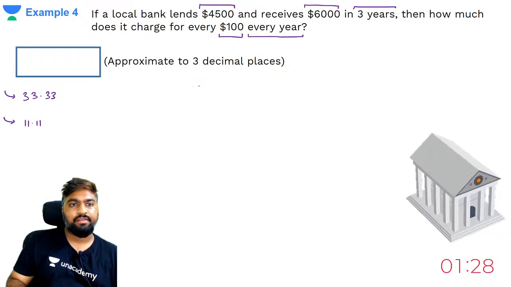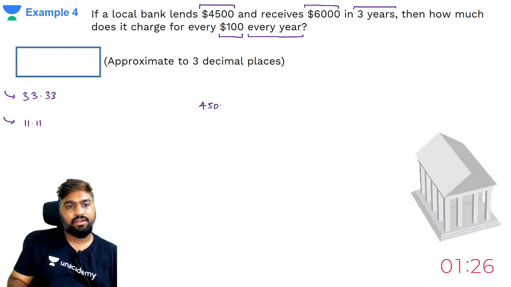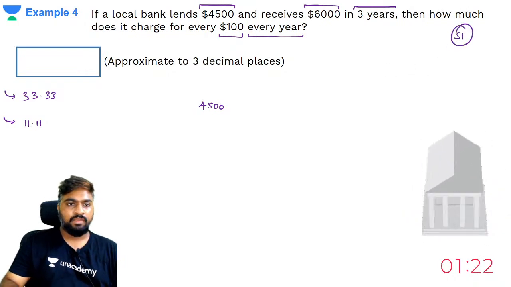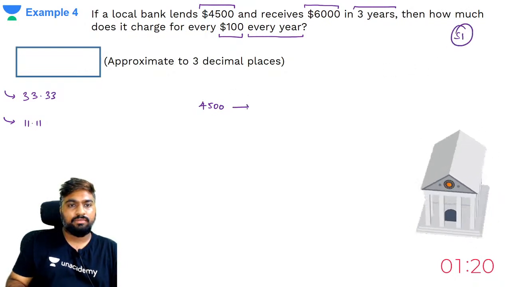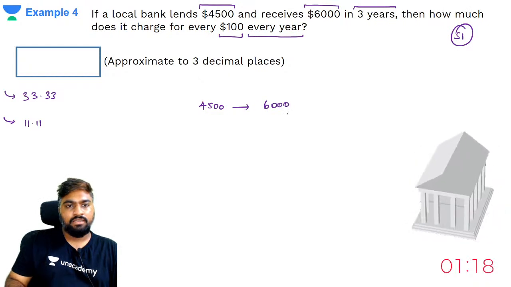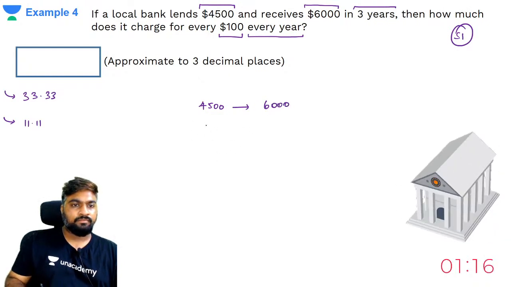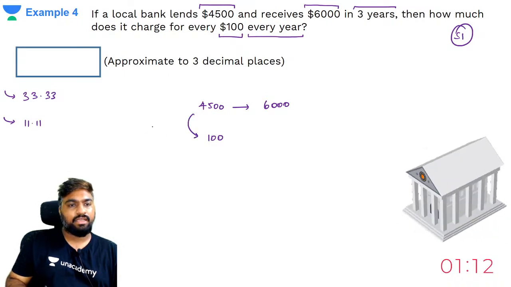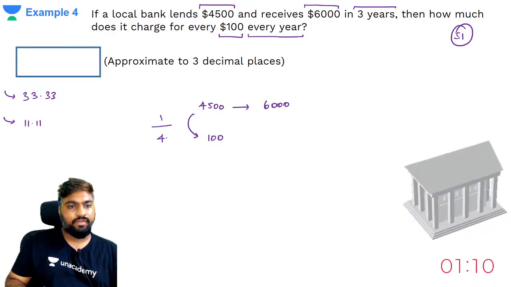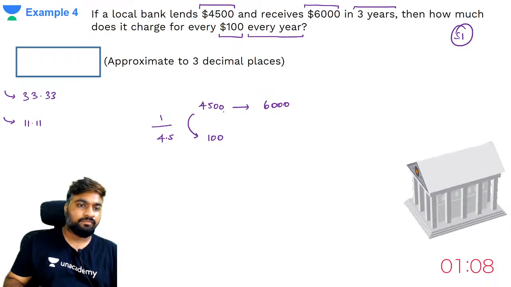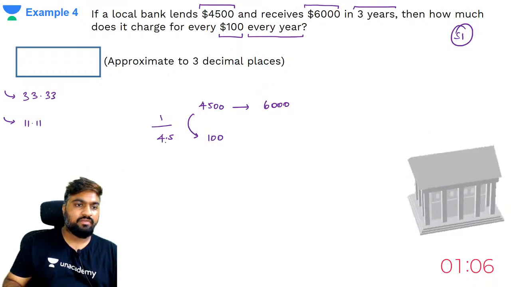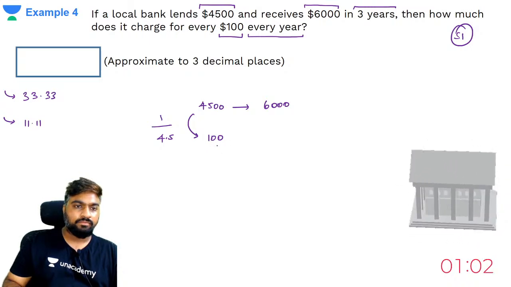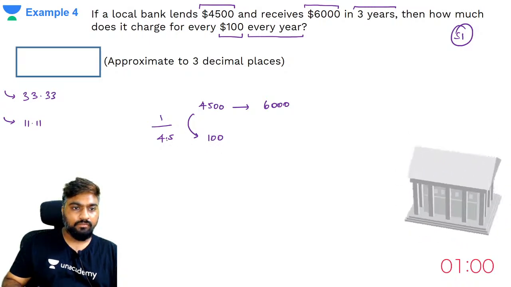Yeah. So what's happening? See, for every 4,500, because nothing is mentioned here, it is understood it is simple interest. Yes, on $4,500 you are getting 6,000, right? So on $100 how much will you get? This is basically dividing it by 4.5. Correct? 4,500 divided by 4.5 is 100. Agreed? No, sorry. By 45. My bad.